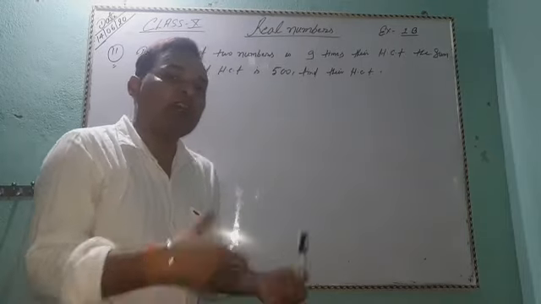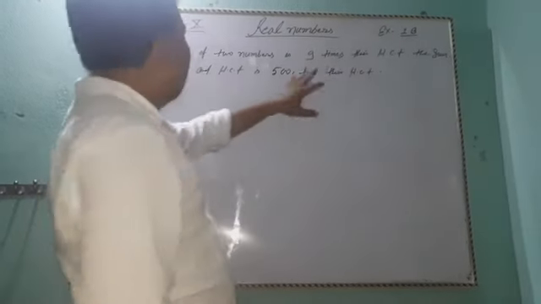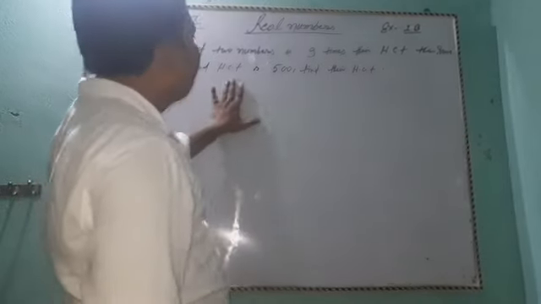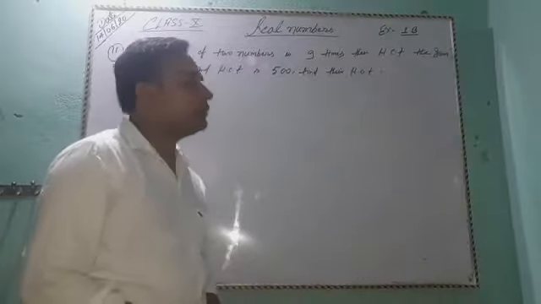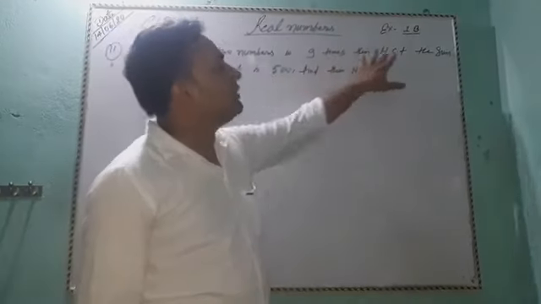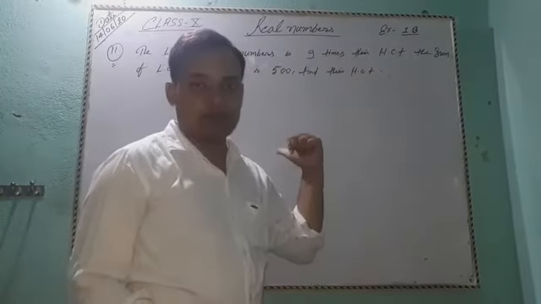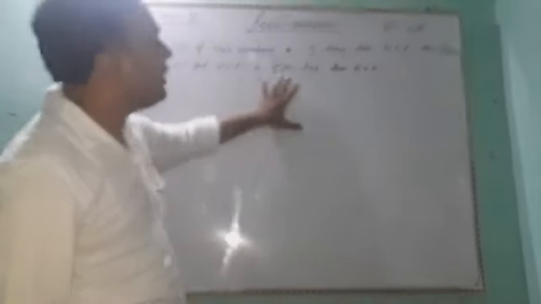Okay students, our next question is number 11. The LCM of two numbers is 9 times their HCF. The sum of LCM and HCF is 500. Find their HCF. It means we have two numbers and their LCM is 9 times their HCF. And the sum of LCM and HCF is 500. Find their HCF. So let's start the solution.